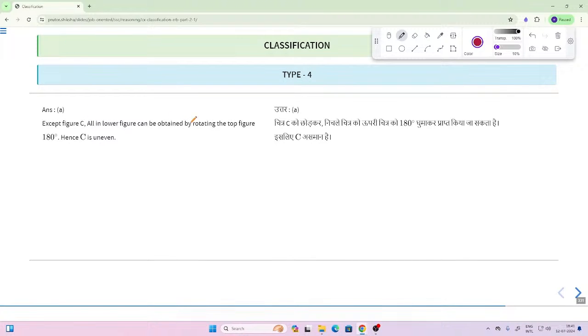Except figure C, all others in the lower form can be obtained by rotating the top figure 180 degrees, hence C is uneven.